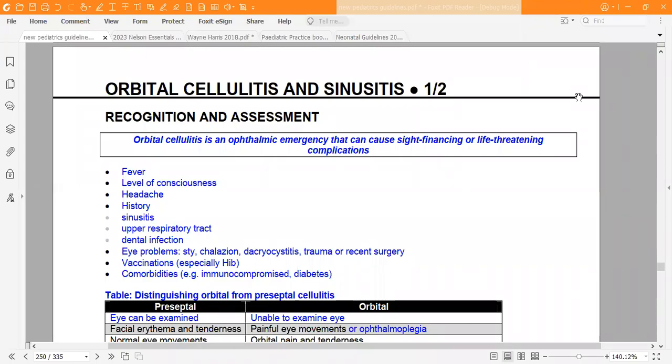Okay, orbital cellulitis and sinusitis. It's a very important guideline. The infection chapter in the pediatric guideline.